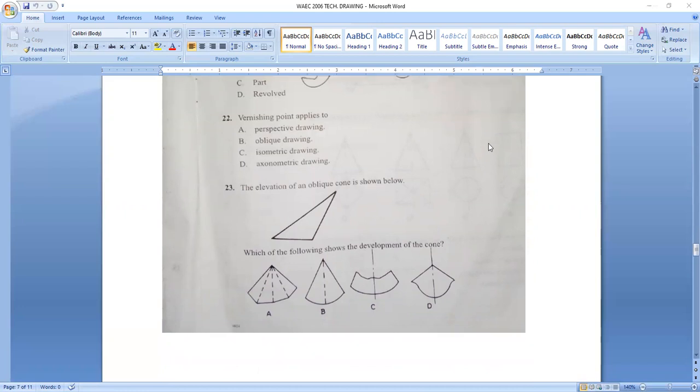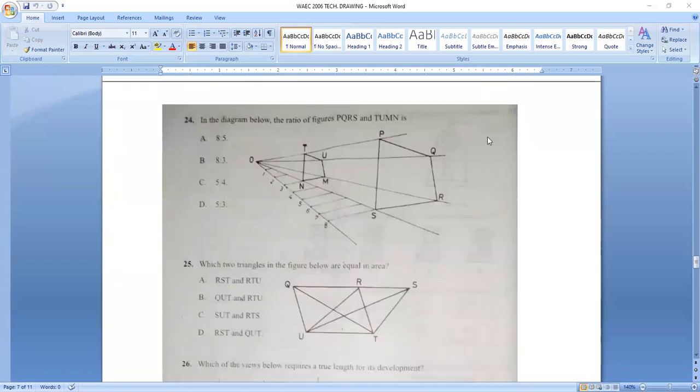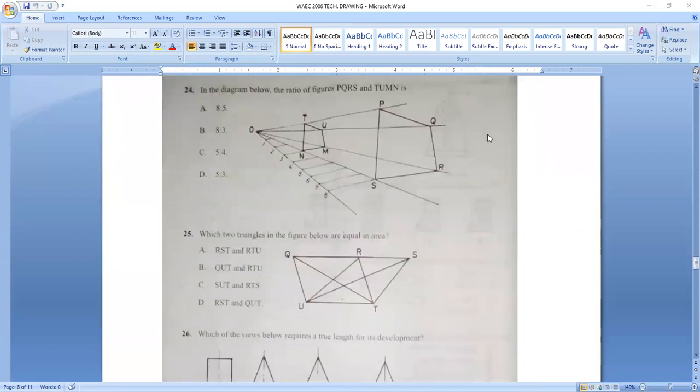Question 23 says that the elevation of an oblique cone is shown below. Which of the following shows the development of the cone? The answer to that question is option D. Then we move to question 24. In the diagram below, the ratio of figures PQRS and TUMN is, the answer to that question is option B.